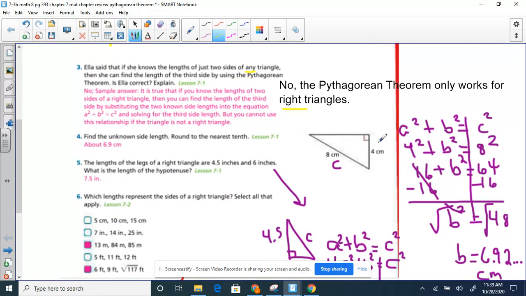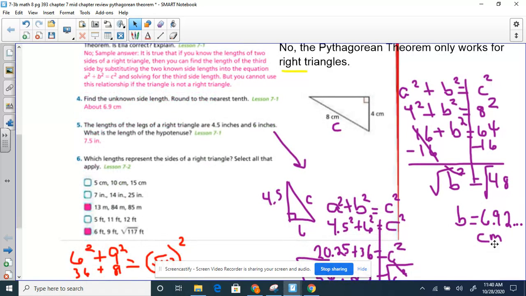On number 4, if you have this triangle, remember the right angle forms an arrow pointing to side C. So I know side C is 8, the other two are A and B. It really doesn't matter which you put where, as long as you have C in the right spot, you're good. I put 4 in for A. So I wrote my formula, I plugged my numbers where they went, and I'm trying to find the other leg. In this case, I used B. So I square my numbers. I had to subtract 16, and then to undo squaring, square root of 48 is 6.92. And it says round to the nearest tenth, so that would be about 6.9 centimeters.